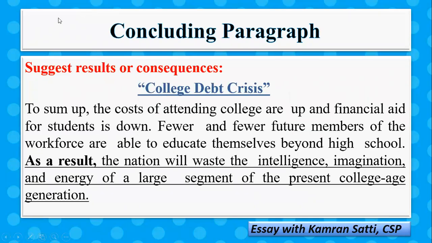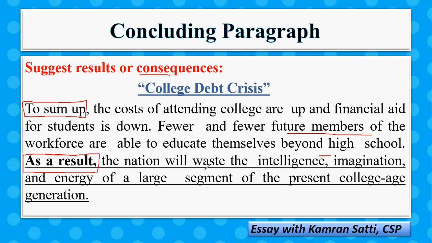The second approach which we discussed was that we suggest a result or consequences. Once again, to sum up, this is signaling to the examiner that this is our concluding paragraph. To sum up, the costs of attending college are up and financial aid for students is down. Fewer and fewer future members of the workforce are able to educate themselves beyond high school. As a result, now this means we are suggesting a consequence: if we don't do this in a timely manner, this will happen. What will be the consequence?